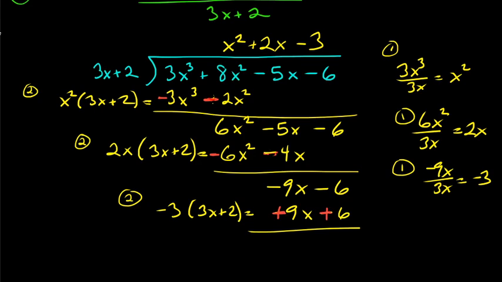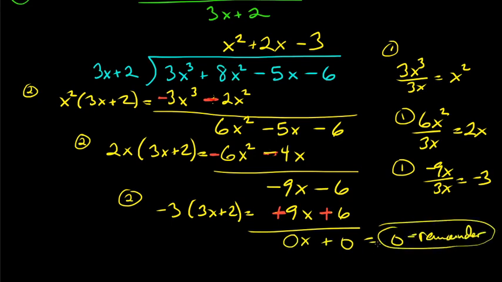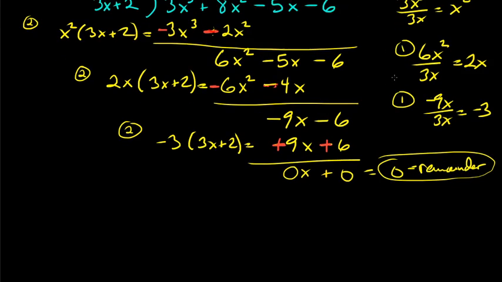Right? And when you add, you get negative 9x plus 9x is 0x. Negative 6 plus 6 is 0. And 0 plus 0 is 0. So here we get a remainder of 0. In other words, it divides evenly, right? So in this case, the answer is just the quotient, right? x squared plus 2x minus 3.